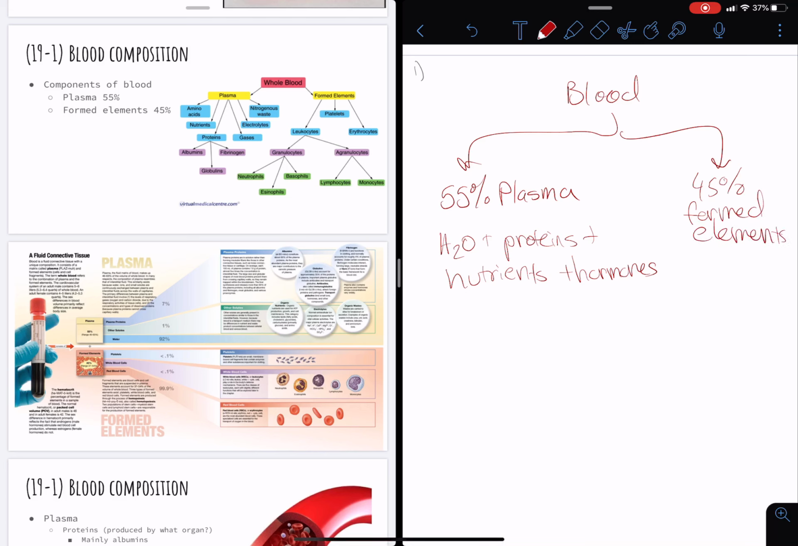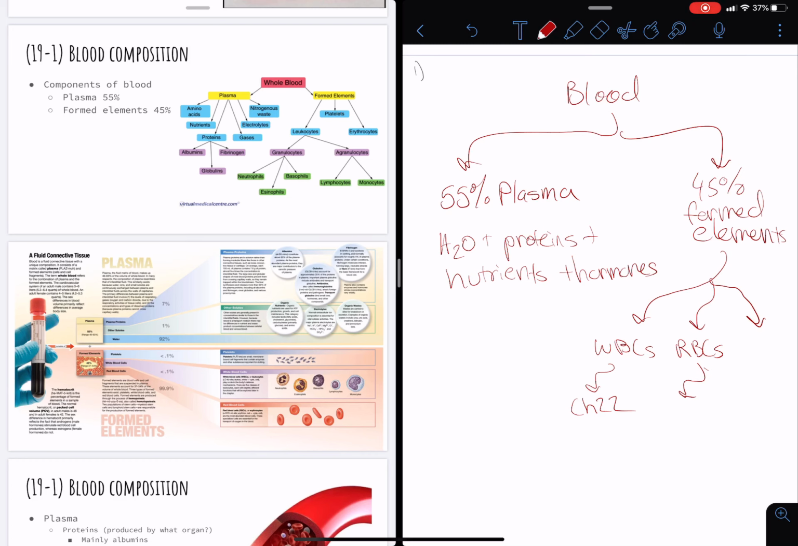And the formed elements consist of 3 different parts. First are the white blood cells, and we'll talk a lot more about these in chapter 22. Those are going to be part of your lymphatic system. Then we have the red blood cells. And essentially, their role is carrying and distributing oxygen and getting rid of carbon dioxide.